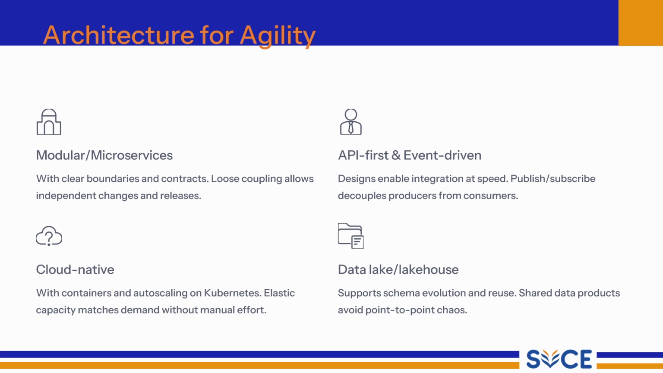And the next one is cloud native. With containers and auto-scaling on Kubernetes, elastic capacity matches demand without manual effort. Cloud native is like electricity. You use more when needed and pay only for what you use. It grows automatically with demand.